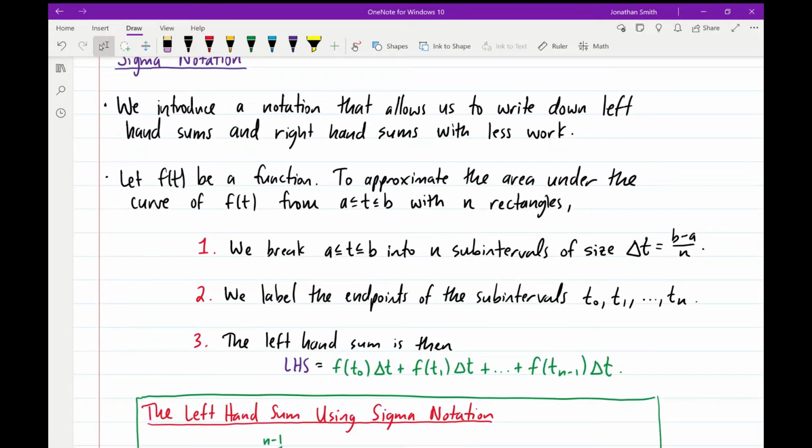Okay, so we're going to let f of t just be some function, and to approximate the area under the curve of f of t over the interval from a to b using n different rectangles, we do the following.